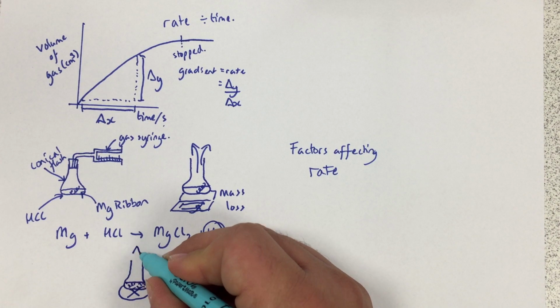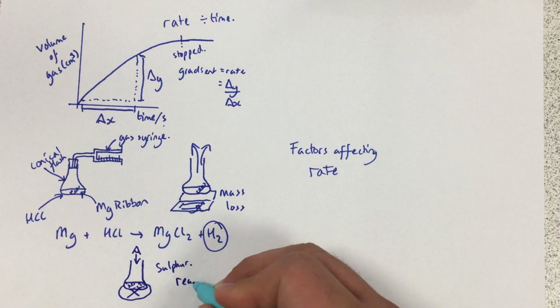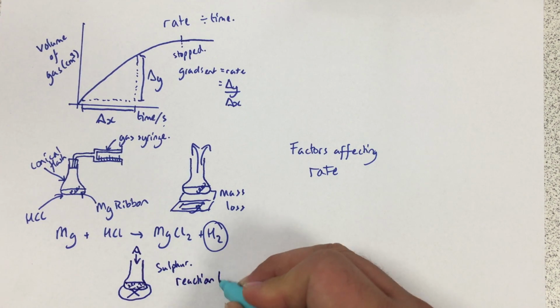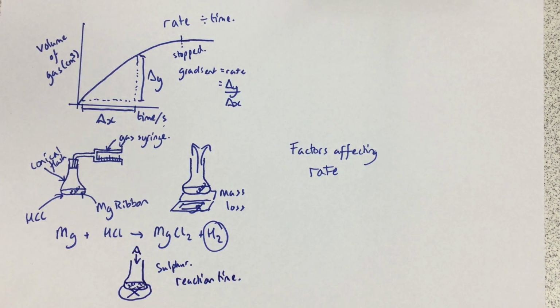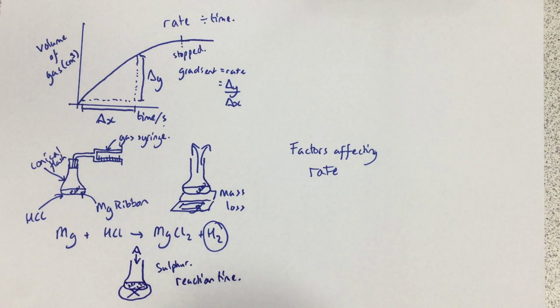So if you are looking at it from above, then the X will disappear. And what you can do is measure the reaction time, for how long that takes for the cross to disappear. And it's important to understand that obviously the longer it takes, the slower the reaction is going.